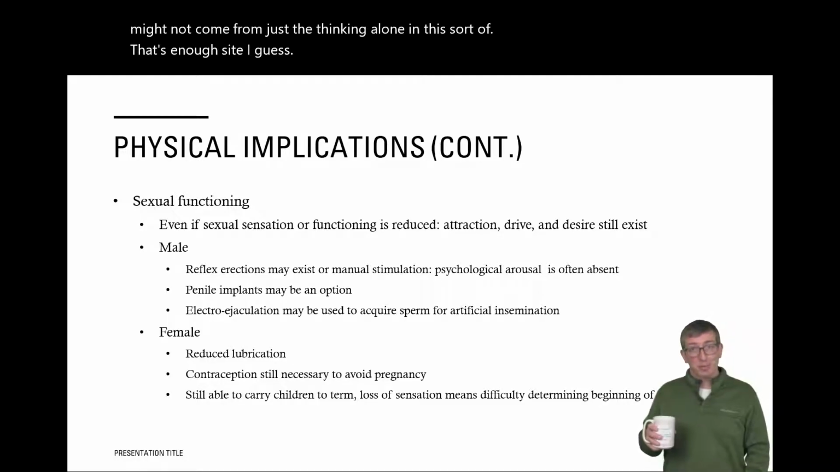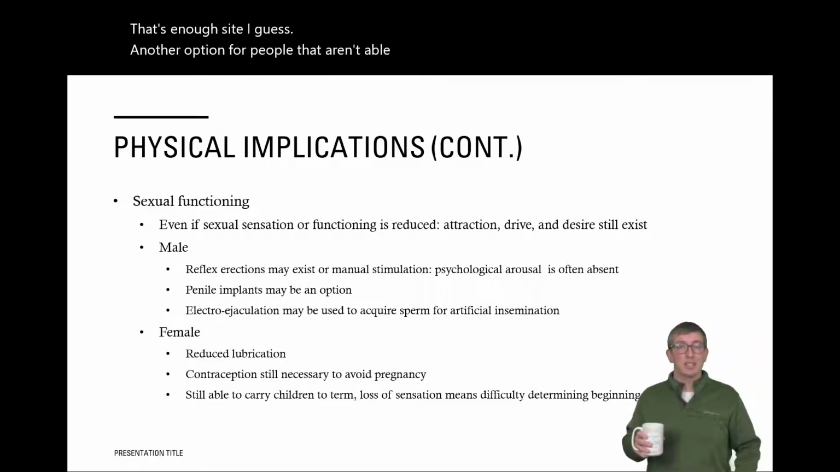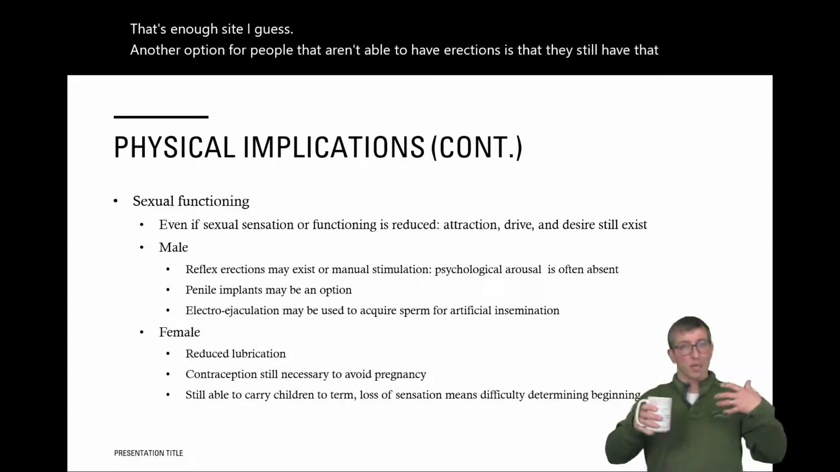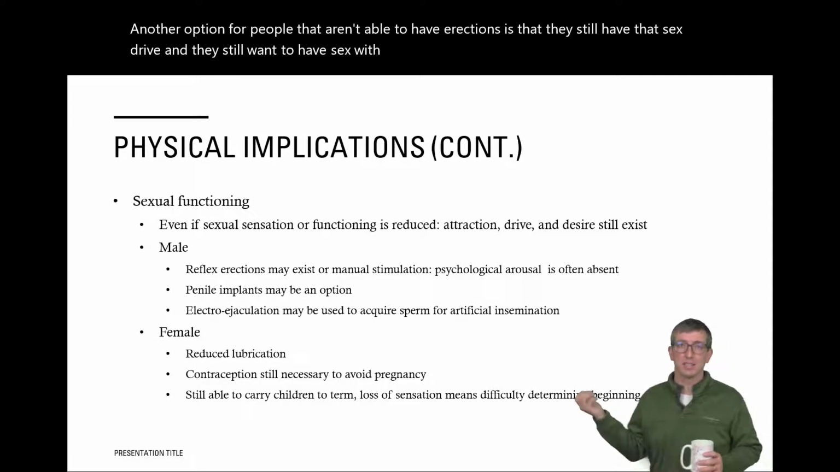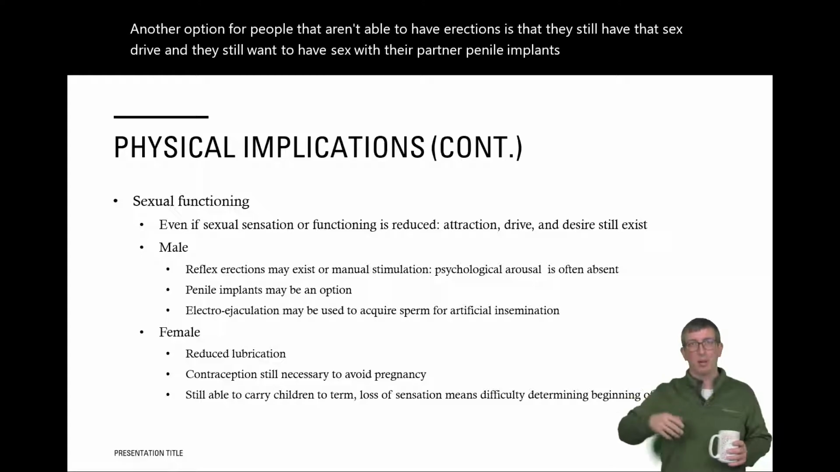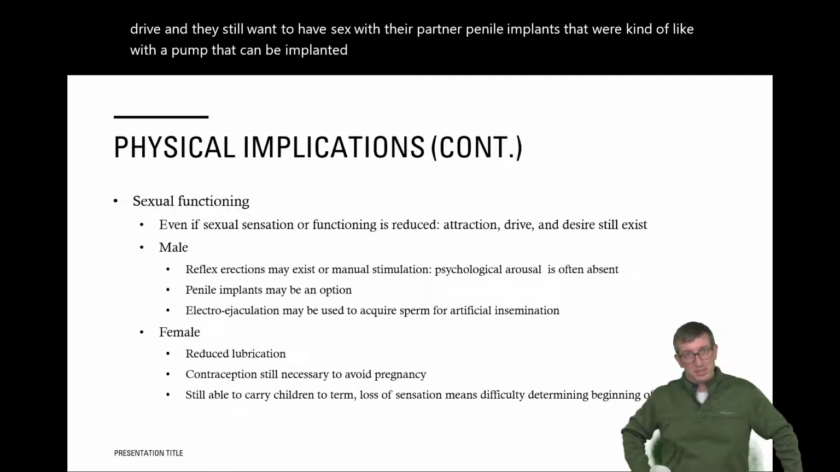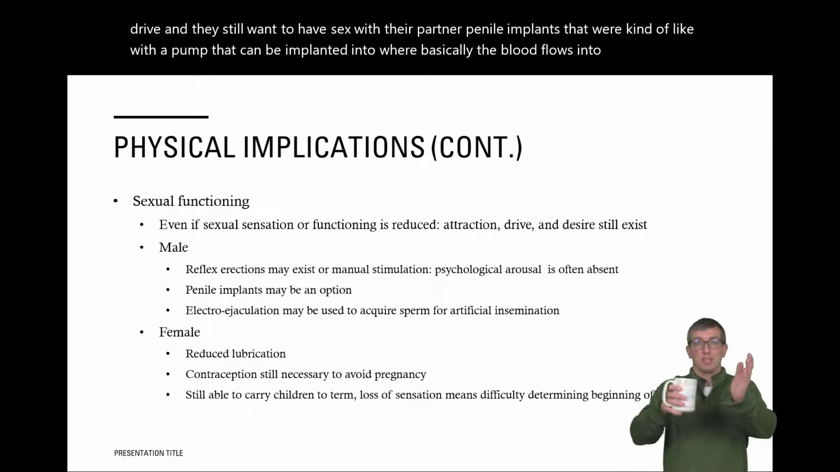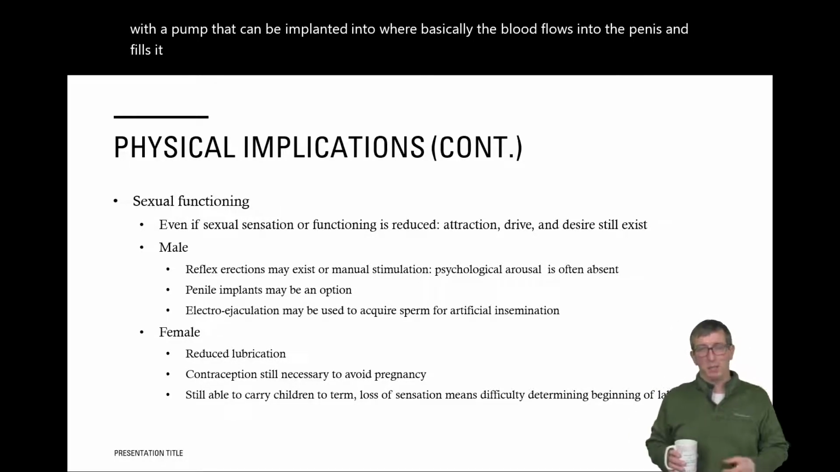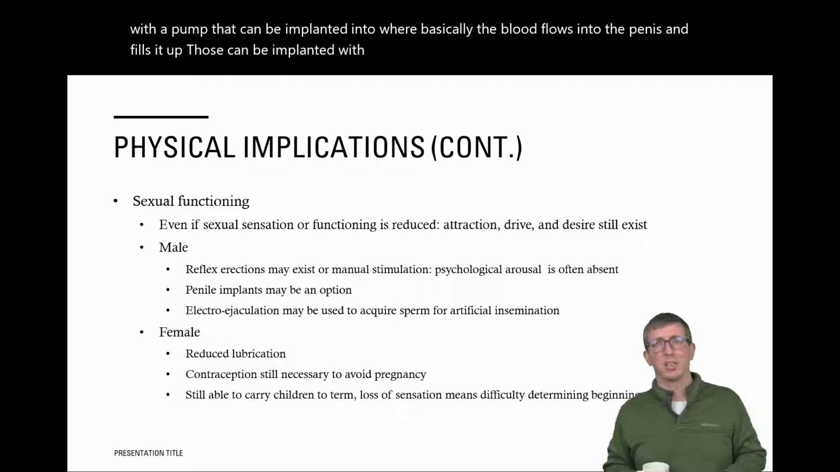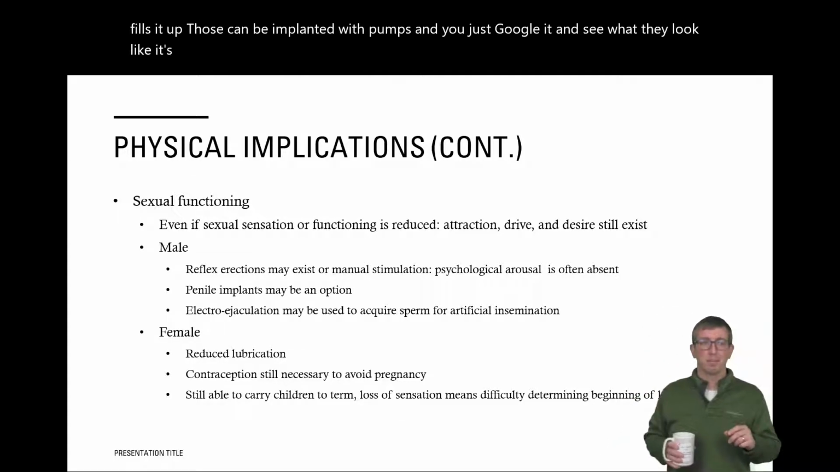Another option for people who aren't able to have erections, but still have that sex drive and still want to have sex with their partner, is penile implants. They work with a pump that can be implanted, where basically the blood flows into the penis and fills it up. Those can be implanted with pumps, and you can just Google it and see what they look like. It's kind of interesting, but that can be an option.